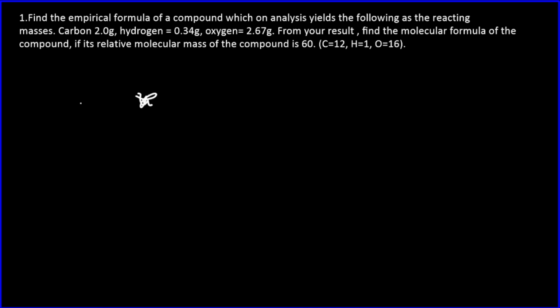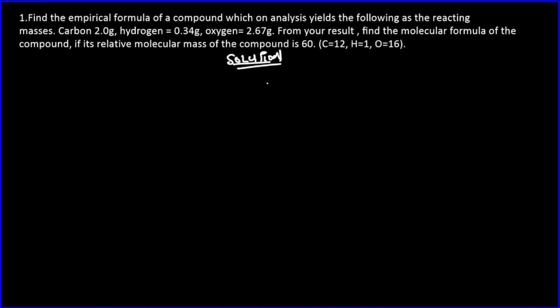Now this question says, sorry, let me clean this. This question says, find the empirical formula of a compound which, on analysis, yields the following as the reacting masses. Carbon, and so on, let me skip this. From your result, find the molecular formula of the compound if its relative molecular mass is 60. So, solution. This is a very simple question.